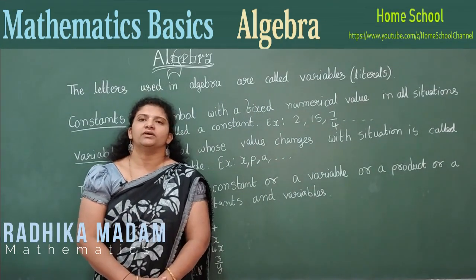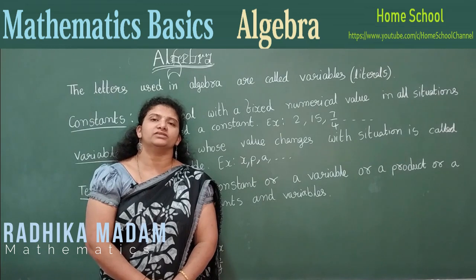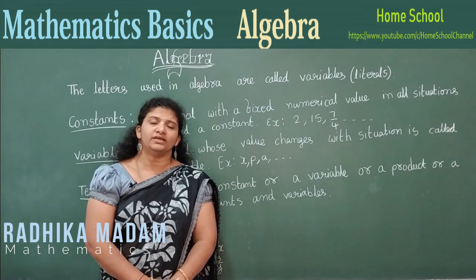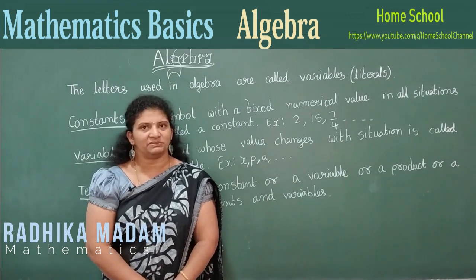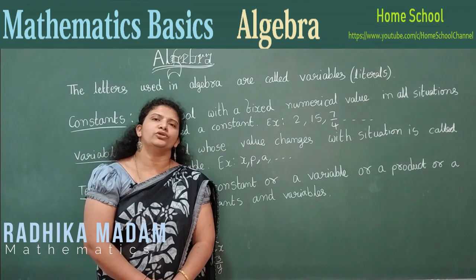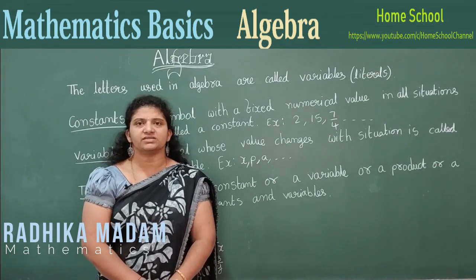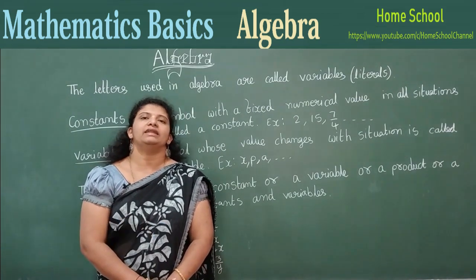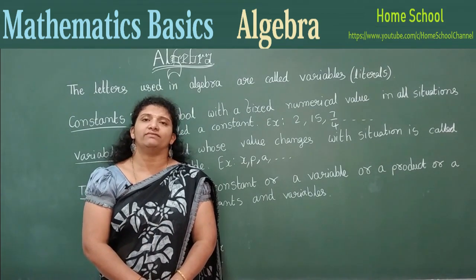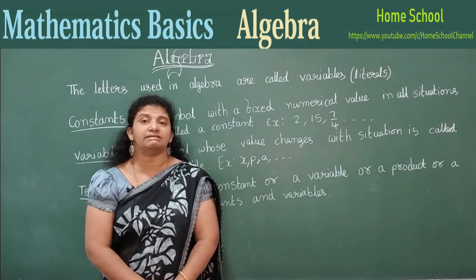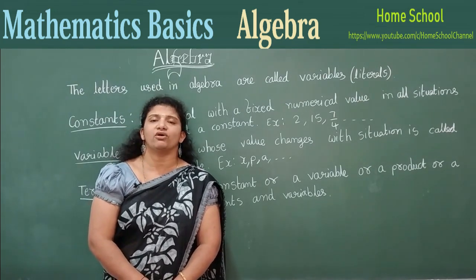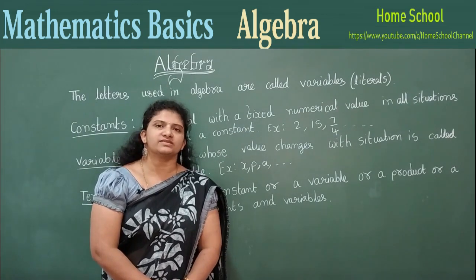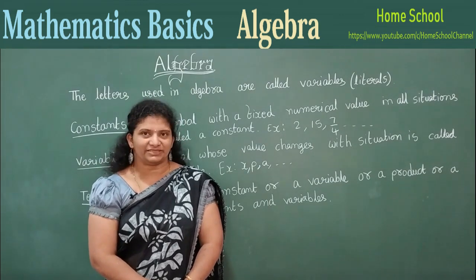In mathematics, we deal with mostly three important branches. What are the three branches? Arithmetic, geometry and algebra. In arithmetic, we are going to deal with only numbers, whereas in geometry, we deal with the shapes. And in algebra, we are going to deal with variables, numbers, literals, combinations of variables and numbers. Today in this session, we are going to discuss the basics of algebra.